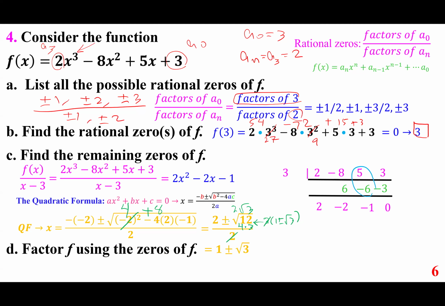Now factor f of x using the zeros of f. So simply put, this is x minus 3. This is x minus that. There are 2 answers here. So let me write it in that format so you can see that. So one of them is 1 minus square root of 3. The other one is 1 plus square root of 3. So x minus the first one, and then x minus the last one. In other words, f of x becomes x minus 3, x minus the parenthesis 1 minus square root of 3, x minus the parenthesis 1 plus square root of 3, and we multiply all those 3 factors.